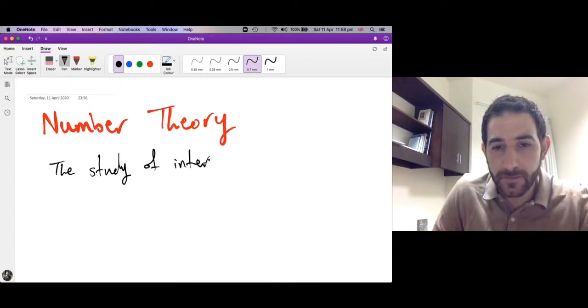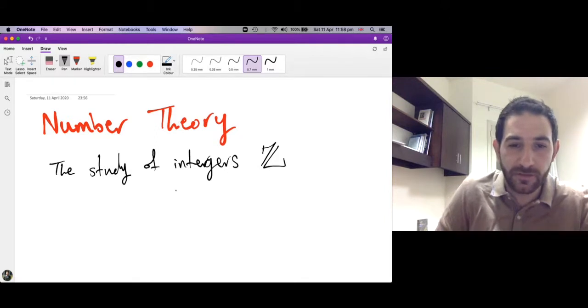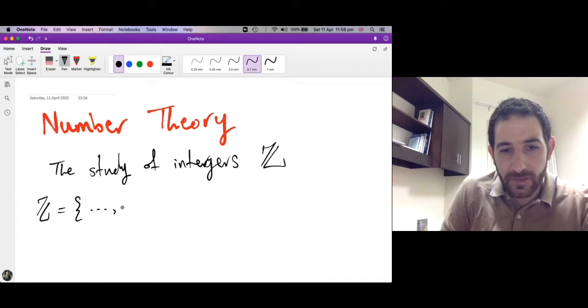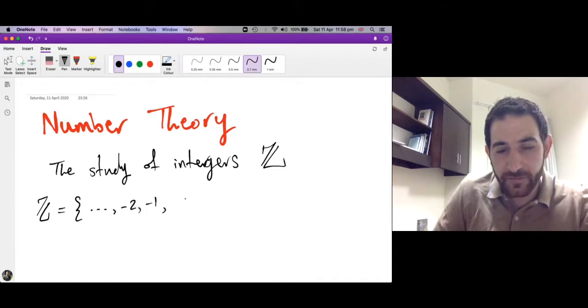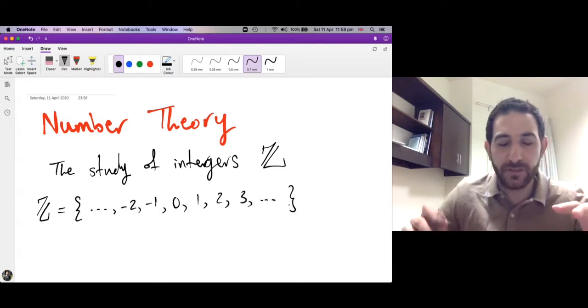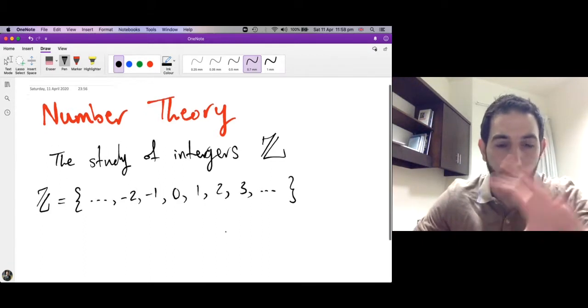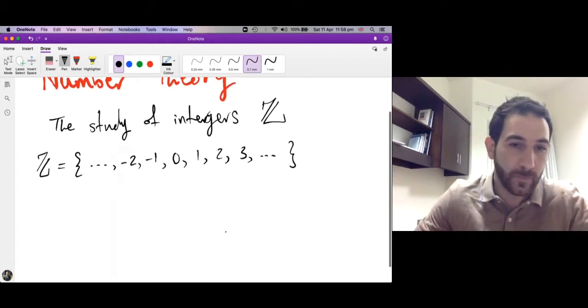And remember what symbol we use: Z, to denote the set of integers. So our set Z is the set containing all the integers, negative, 0, and positive integers. So we want to focus in this chapter on studying these numbers, these objects, the world of integers.